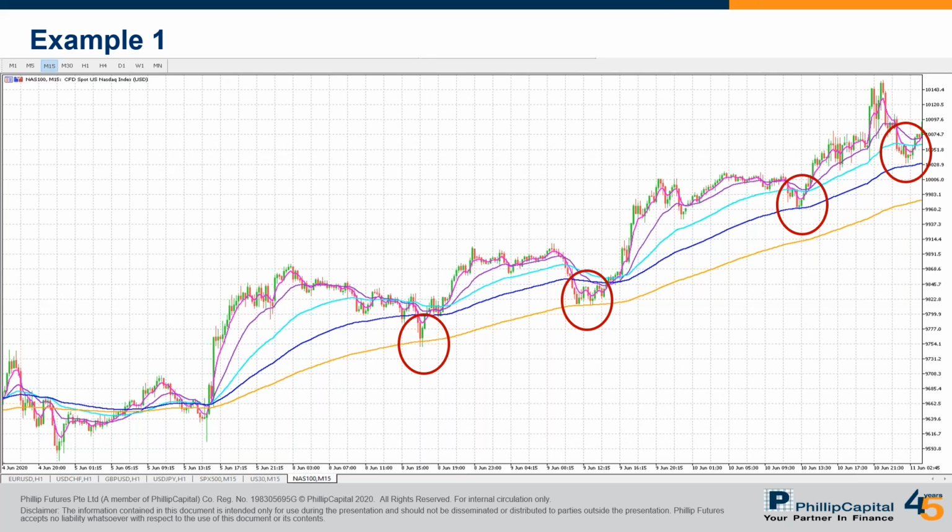The support level is usually at the 100 or the 200 moving average, the blue line or the orange line. Usually these two lines will form the support. If you look at the circles that I highlighted in the chart, you can see that prices go up first, then retrace back, hit the moving average, and rebound. The second time it hits the moving average again and rebounds.